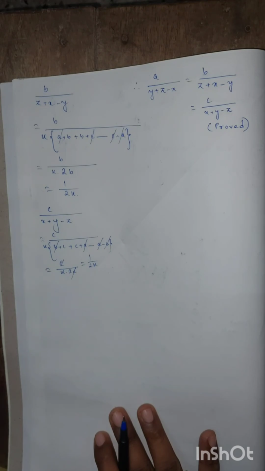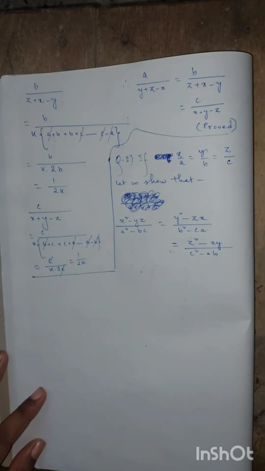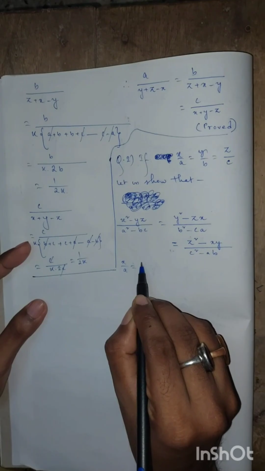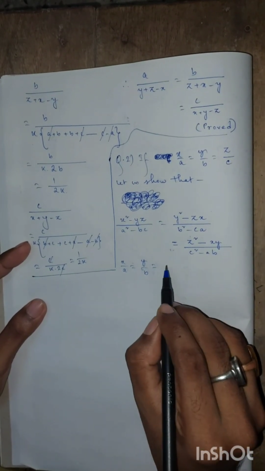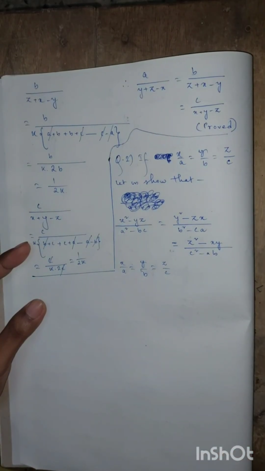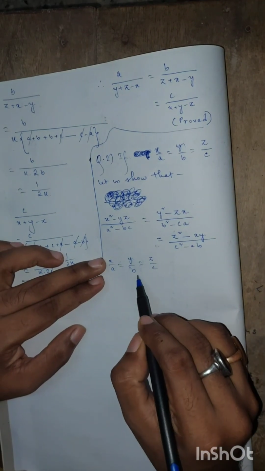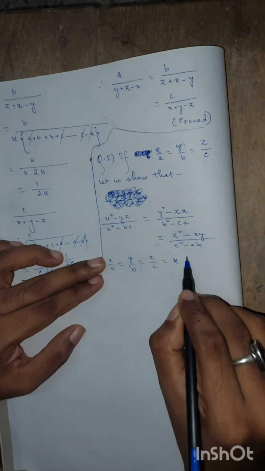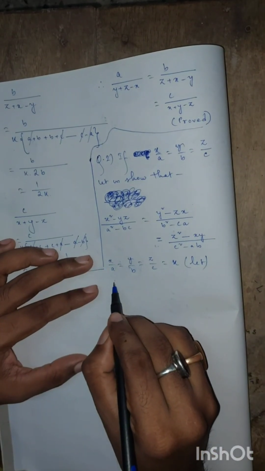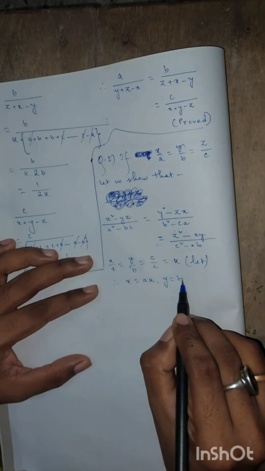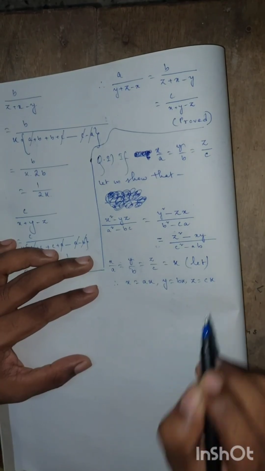Now let us proceed to the next question. So let us write, let us say x by a, y by b equal to z by c is equal to k. Therefore we can say x equal to a into k, y is equal to b into k, z is equal to c into k.